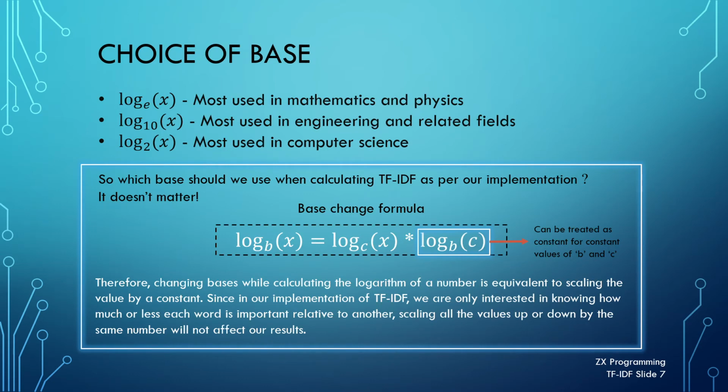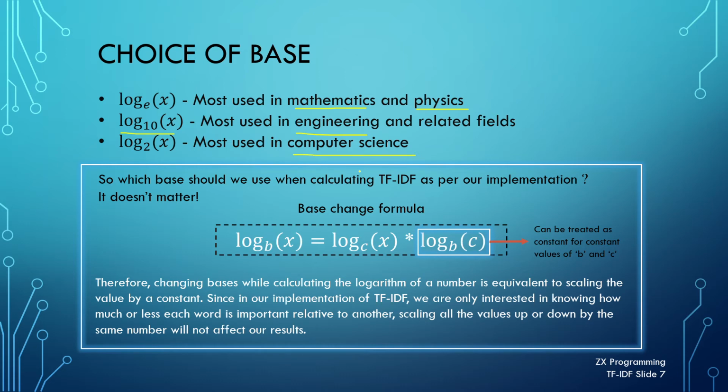Now the question arises, in our implementation of TF-IDF, which base should we be using? There are 3 common bases used in different fields of science. The most common base is log to the base e. E here stands for Euler's number, which is mostly used in mathematics and physics. Log to the base 10 is mostly used in real-life applications such as engineering. Log to the base 2 is mostly used in computer science since 2 denotes binary.